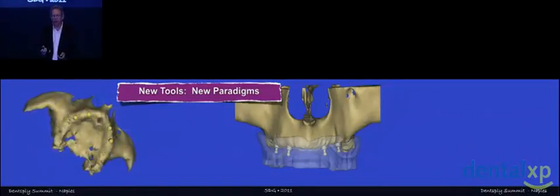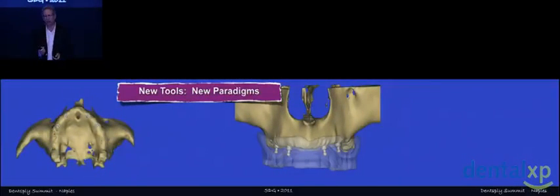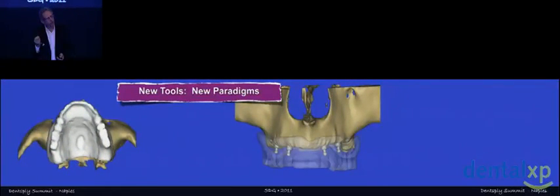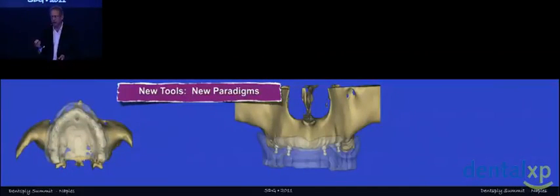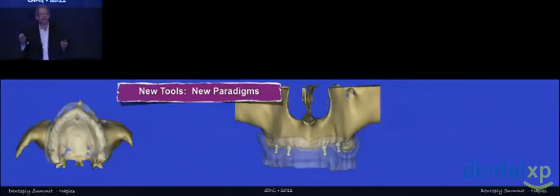And so if you take a look here at the left part of the screen, you can see four locator attachments on implants. You can see ball attachments. We have the ability to choose the abutment, but it's not just choosing the implant site and choosing the abutment. It's being able to locate those implants within the envelope of the tooth or the teeth that we're replacing.